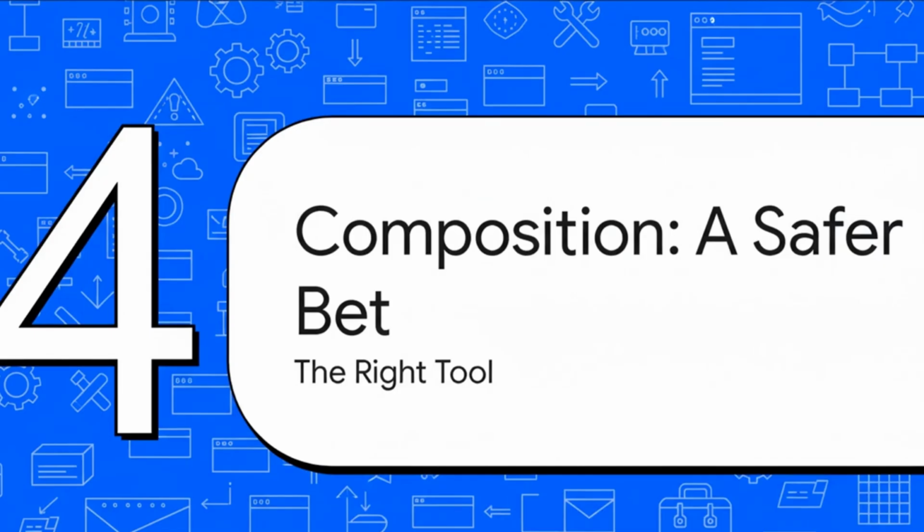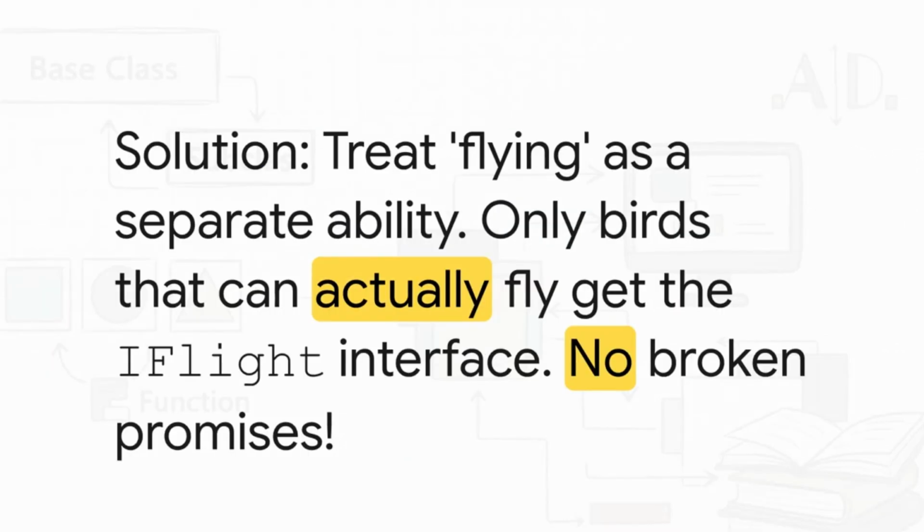So what do we do? Just live with fragile code that might blow up? No way. We just need to go back to our toolkit and pick a smarter tool for this job. And that tool is composition. Instead of forcing every single bird to have a fly method, we're going to treat flying as a separate capability, an optional extra. We can define this capability using an interface.